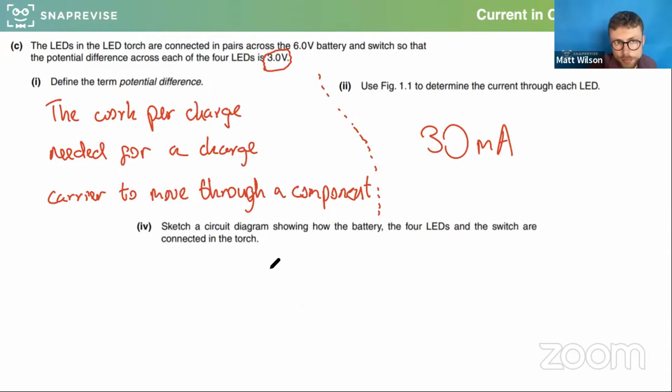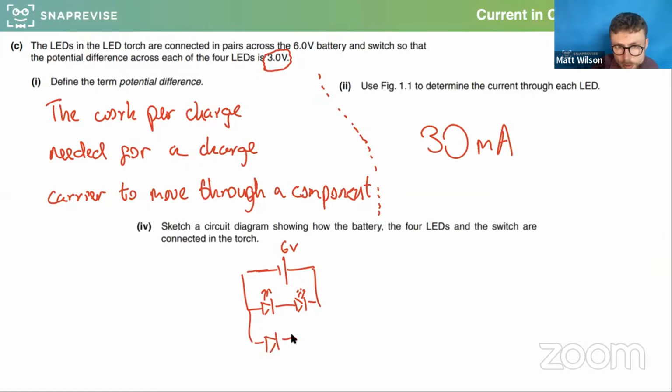Okay, so we're ready to have a go at this. Sketch a circuit diagram. So notice that we're told that they are connected in pairs across, and there's 4 of them. So, okay, let's start by drawing our battery. Our battery is going to be something like this, and we're told the battery is 6 volts. And then we've got to connect them in pairs across. Okay, so here's our diode, but remember it's a light emitting diode, so we need to draw those arrows going away. Arrows going away. Good. Okay. And we're going to do the same here.